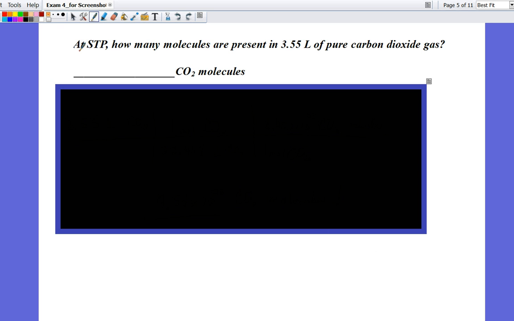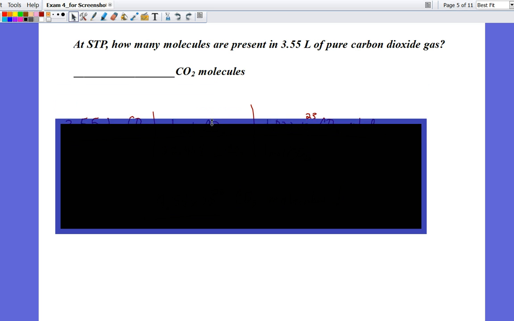Okay, here's another question that came off of exam number 4. Then I'll continue working through some more problems here. So at STP, how many molecules are present in 3.55 liters of pure carbon dioxide gas? Pretty straightforward problem.